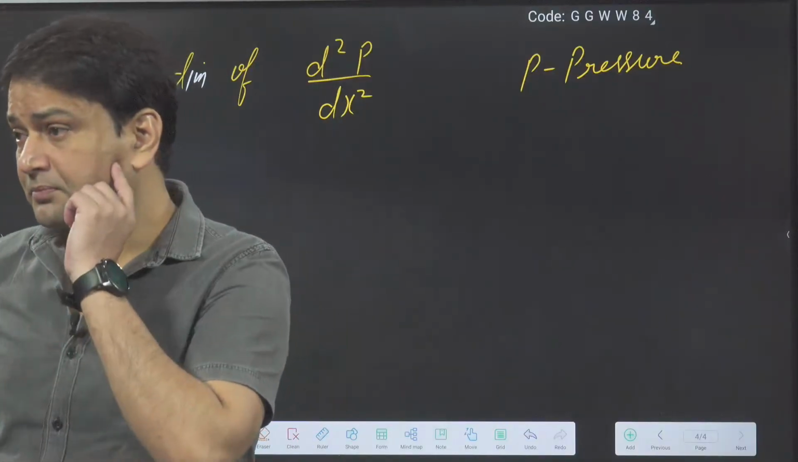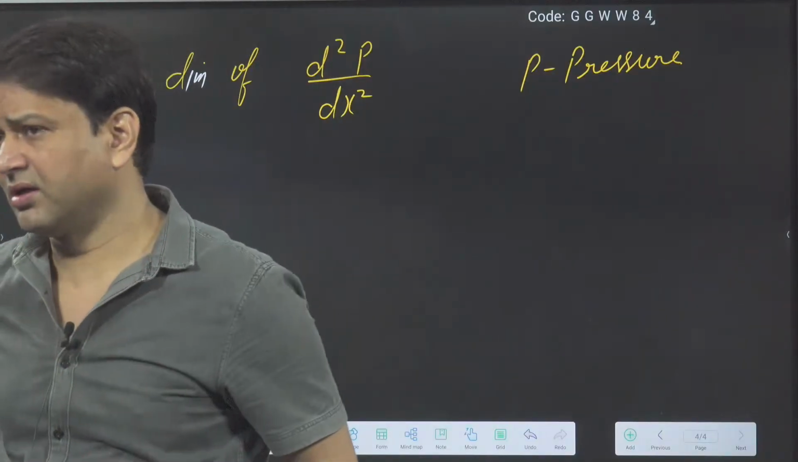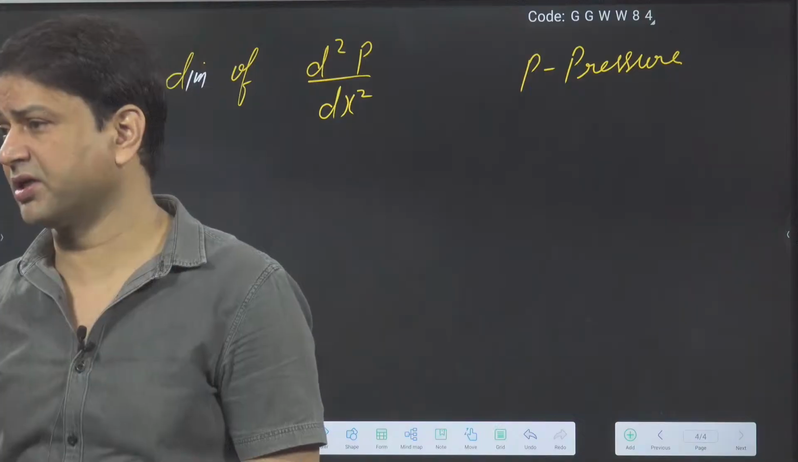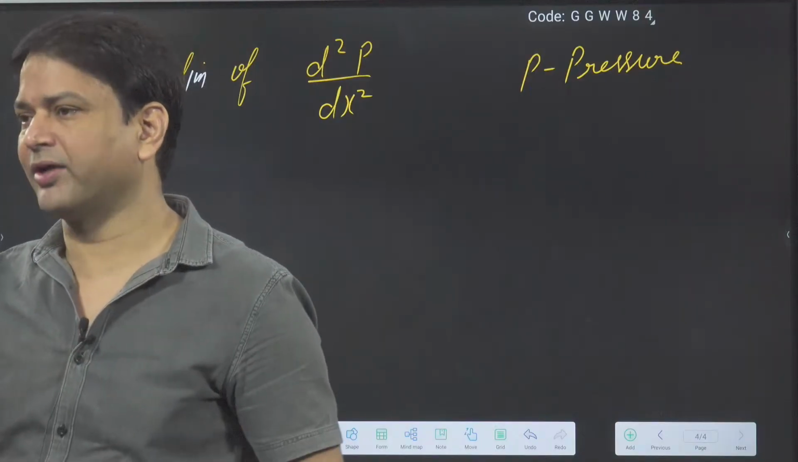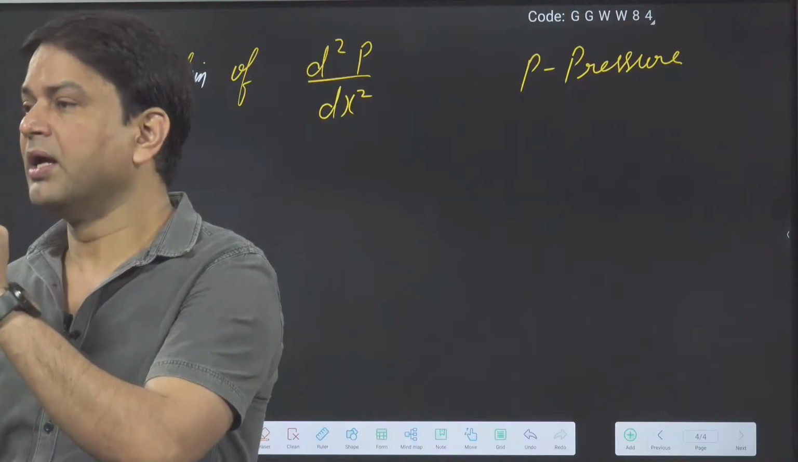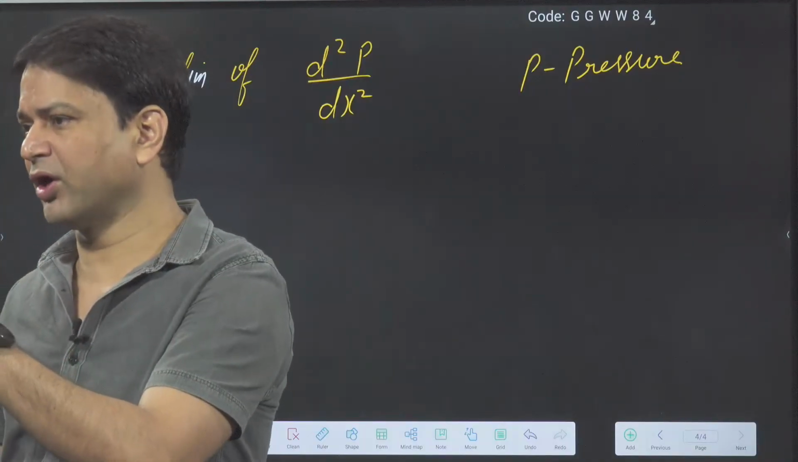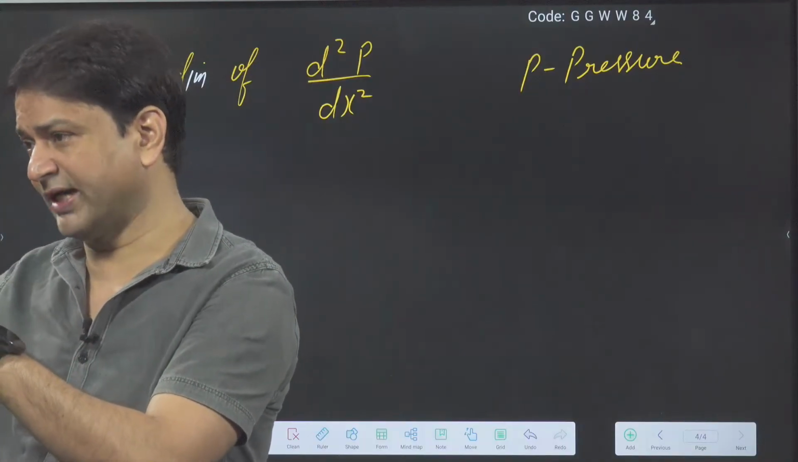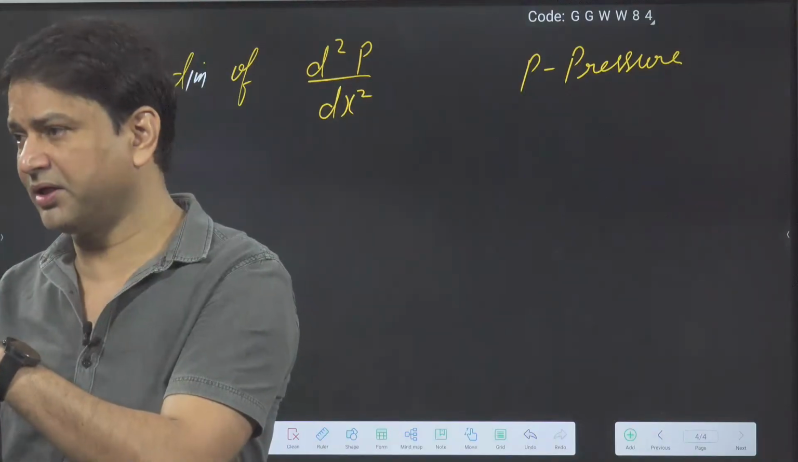Now listen. What is the meaning of differentiation? Double differentiation means you are differentiating twice. Like velocity: what is the velocity? I can write v is equal to dx by dt.